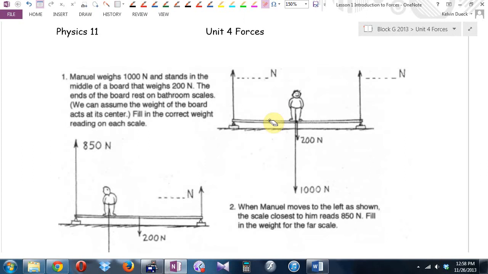What's the total downwards force? Add it up looking at the picture. 1,200. What must the total upwards force be then? 1,200. Are they standing dead center? Take a guess, do the physics. How much do you think each of those upwards forces on either end must be to get 1,200? 600 apiece.